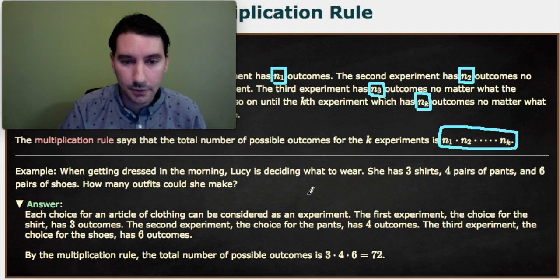So in this example, Lucy's getting ready in the morning and deciding what to wear. She's going to use any clothing combination among 3 shirts, 4 pairs of pants, and 6 pairs of shoes. So how many outfits could she make with those options?